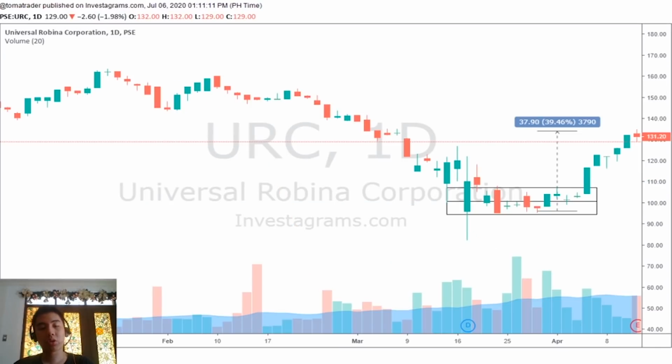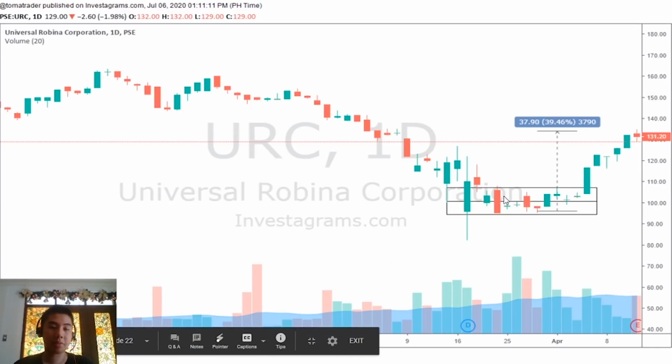Next, we have URC also after the crash. As you can see, nag-crash siya, diba? And then nag-hover lang dyan. Diba? And you see, right, during green days, majority of the green days, or days na green yung candlestick, grabe yung volume na coupled with it. So that's also signs of accumulation.